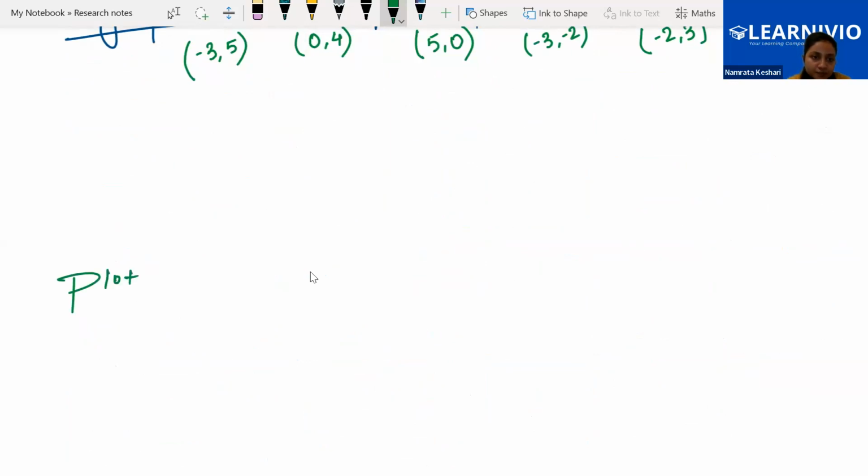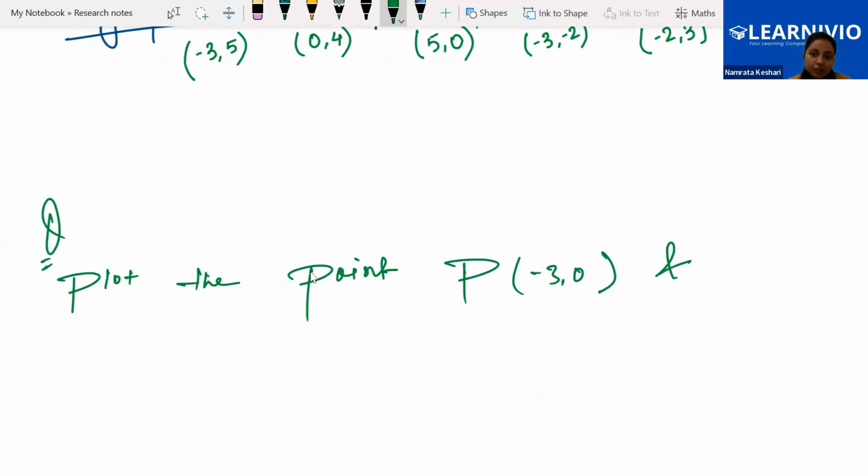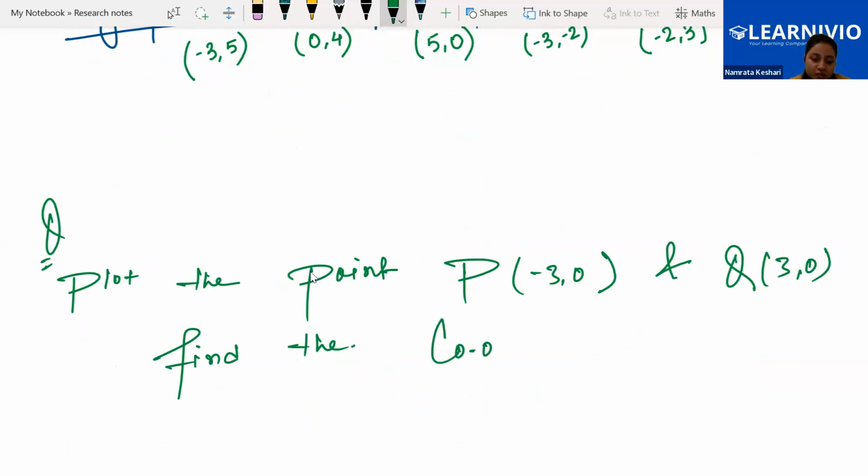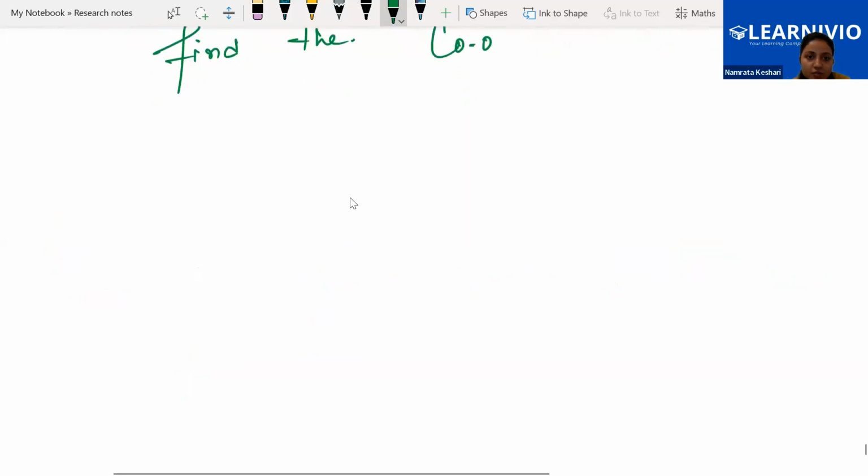Plot the point P and Q, find the coordinate. Okay, this one is quite difficult. Just a moment. But rather than this one we will be doing another. Okay, but before it, let's do one question.